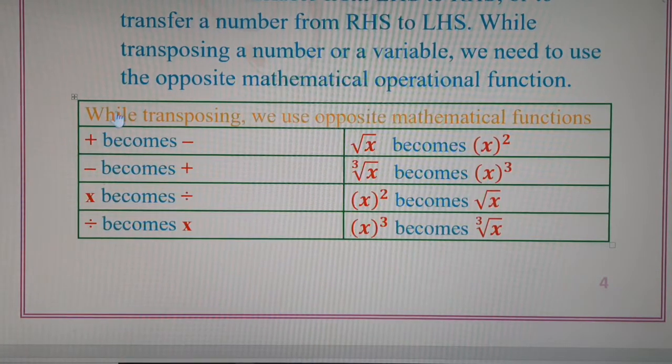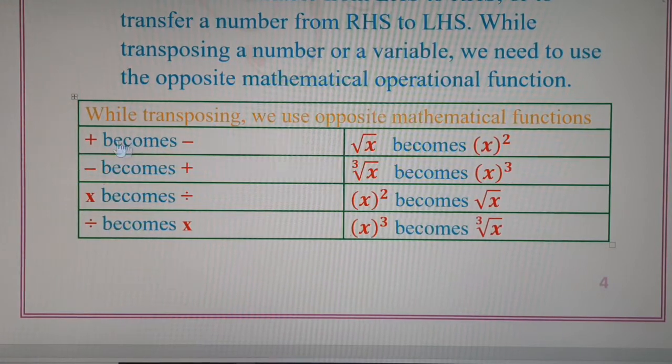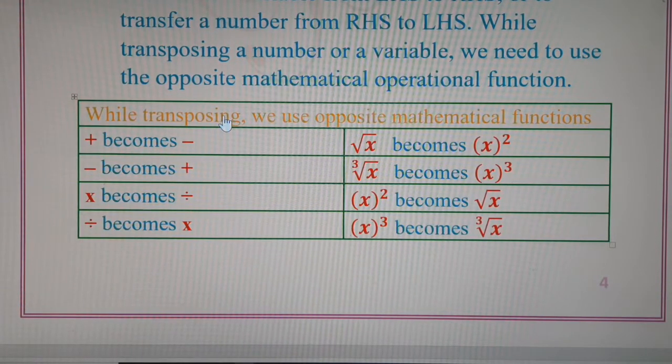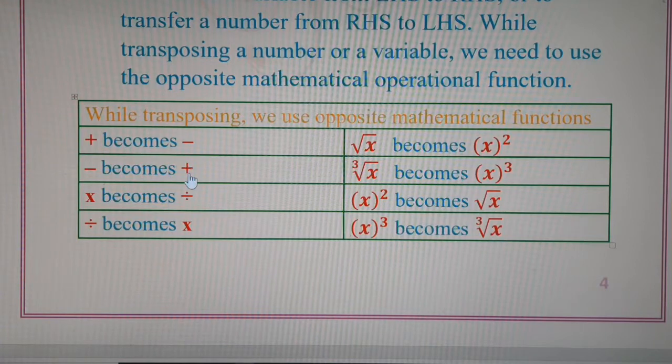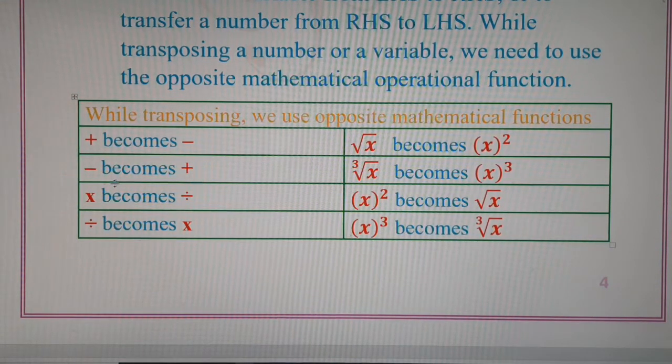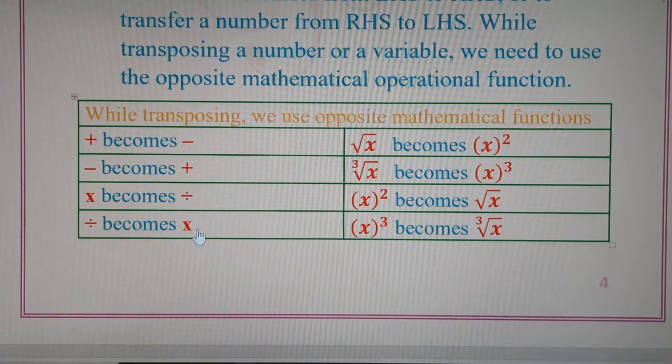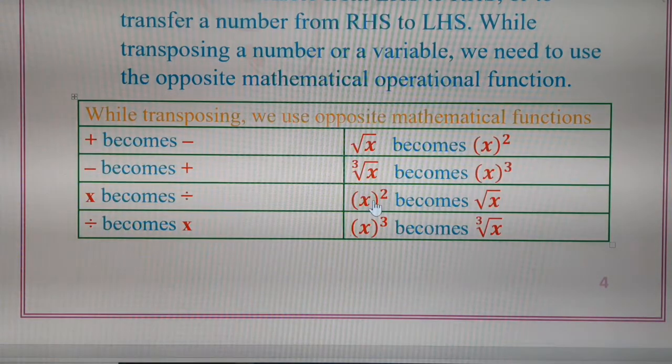rule. So while doing the sums, we'll discuss this table in detail, where plus sign becomes minus when we are transposing a number from left hand side to the right hand side. If minus sign is there and we are transferring the minus sign from left hand side to the right hand side, it becomes plus sign. Multiply becomes divide, divide becomes multiply. Square root becomes square, cube root becomes cube, and square becomes square root, and cube becomes cube root.